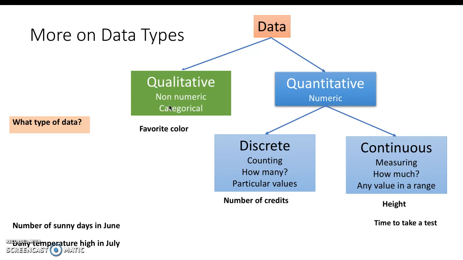So that's going to be continuous. All right, number of sunny days in June. Number of days that we have sun in June. Well, we can count those, so that's a discrete quantitative.